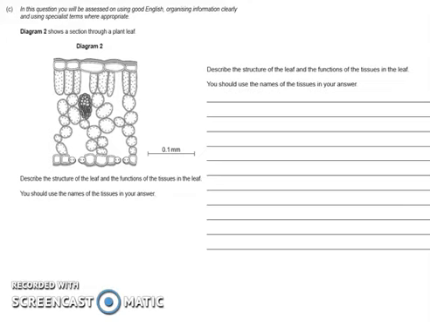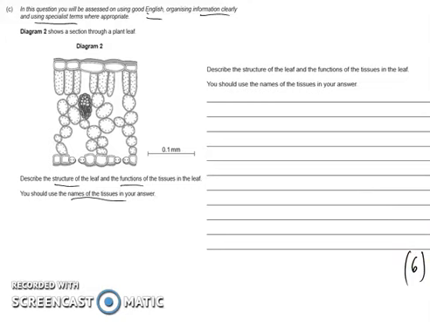Okay, let's go through. So it says, in this question, you will be assessed on the use of good English, organising information clearly, and the using of specialist terms where appropriate. Describe the structure of the leaf and the functions of the tissues in the leaf. You should use the names of the tissues in your answer. This question is worth 6 marks, by the way.